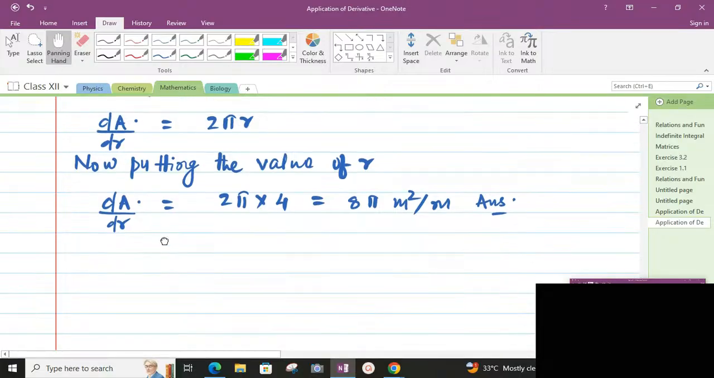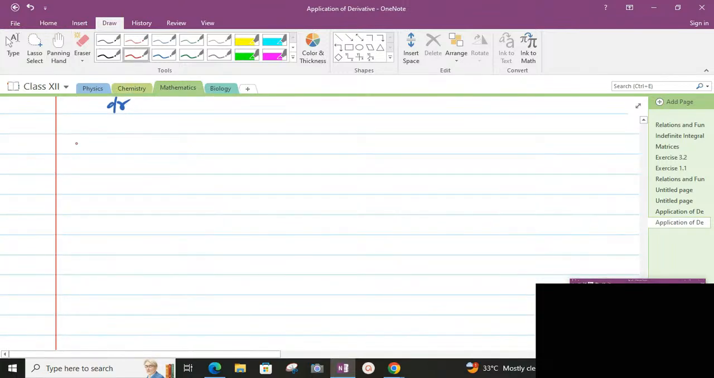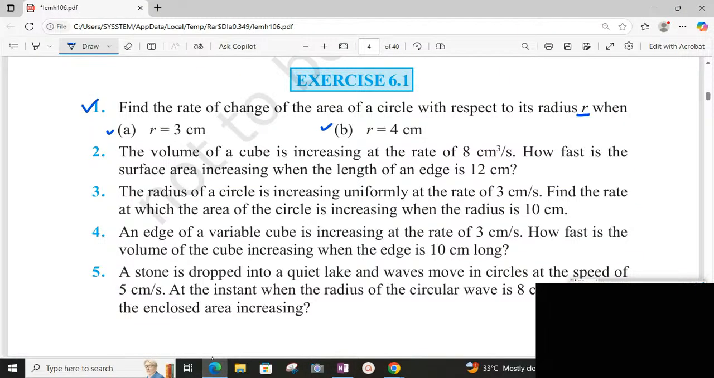Let's see question number 2. This is question number 2. In question number 2, the volume of a cube is increasing at the rate of 8 cube centimeter per second. How fast is the surface area increasing when the length of an edge is 12 centimeter? So from the question, it is clear that dV by dt equal to 8 cube centimeter per second, and it asks us dA by dt equal to what when L equal to 12 centimeter. So let's see the solution.